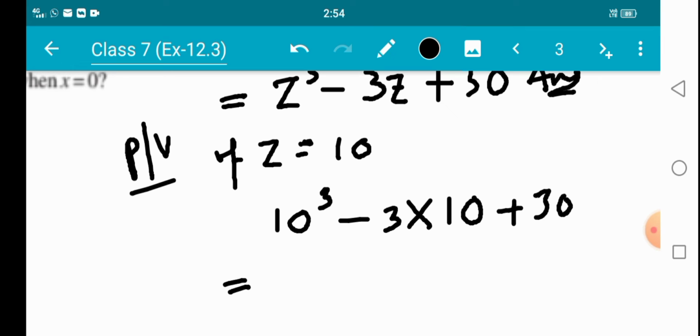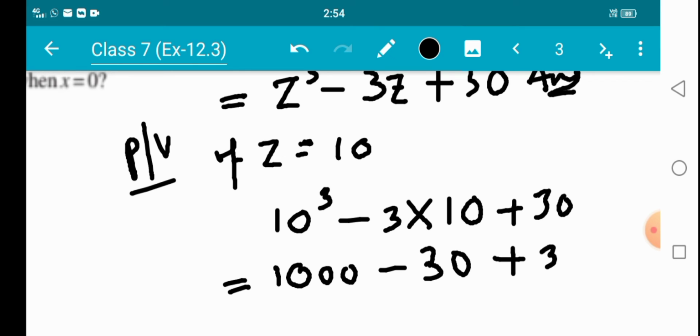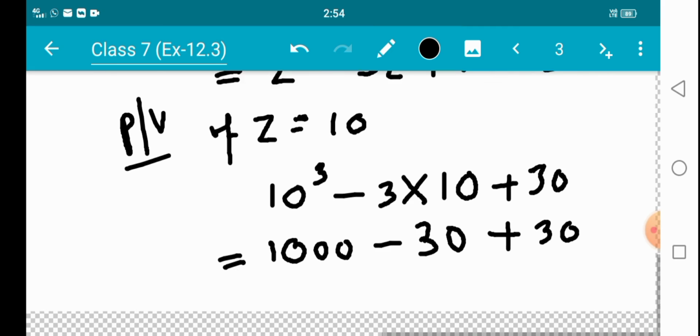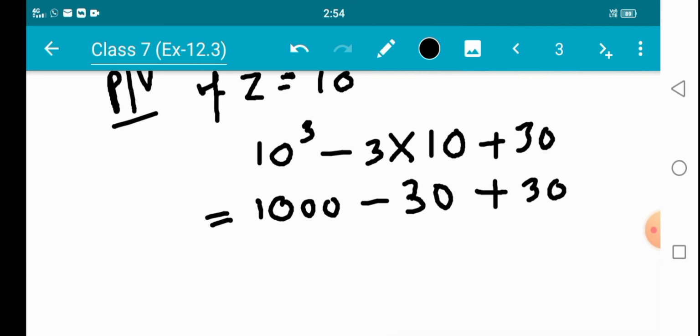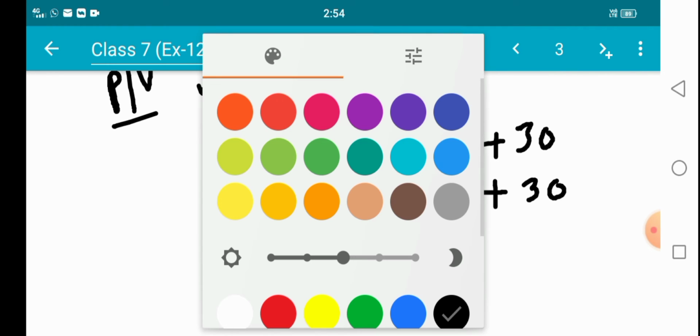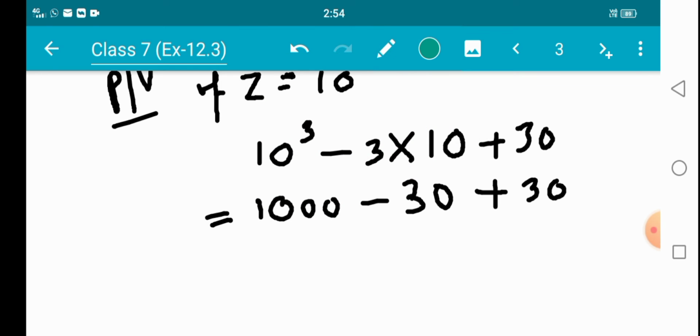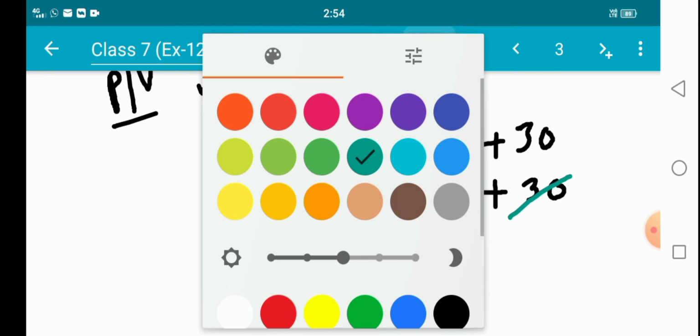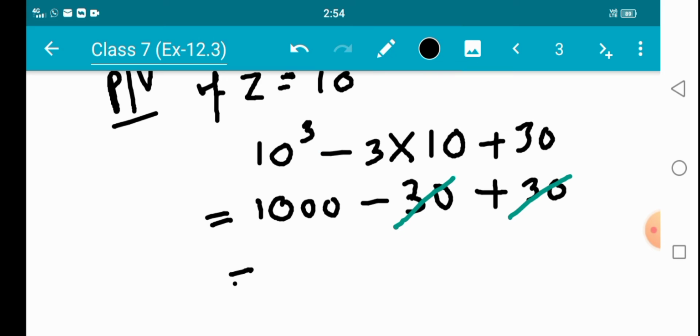Now 10 cube means 10 into 10 into 10, so 1000, and 10 into 3 means 30. Minus sign was outside, so minus 30, and what was at the last term? It was plus 30. Now students, you can see that as the signs are not same, one is minus and one is plus, but the digits are same, we can cancel them. Now the result of this sum will be 1000.